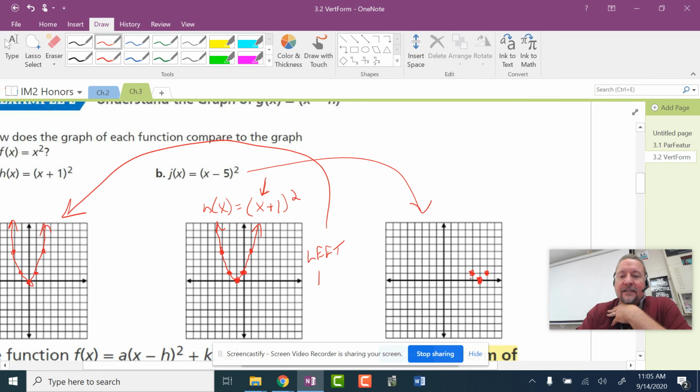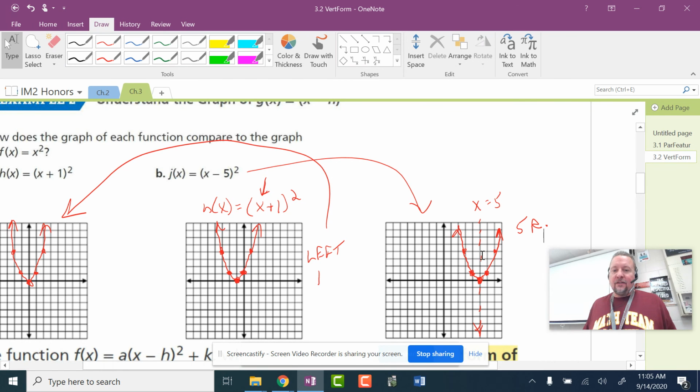4 minus 5 is -1, but -1 squared is 1. 7 minus 5 is 2. 2 squared is 4. Now what I'm showing is the axis of symmetry. I think I'll write this on this one. The axis of symmetry happens to be moved to x equals 5. So this is proof that this got moved 5 right. That's the transformation.